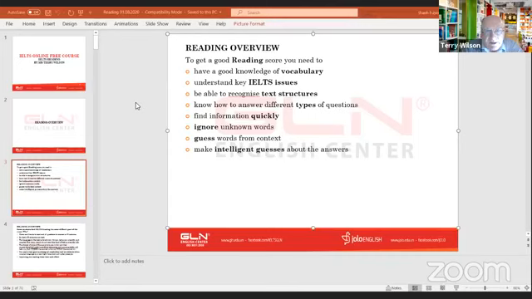Guess words from context. Sometimes a sentence might be written in a way that you're not quite familiar with. Therefore, you need to guess the understanding of that sentence. And finally, make intelligent guesses about the answer. Sometimes two possible answers to a question are very similar, so you might need to eliminate one by making what we would call an intelligent guess.